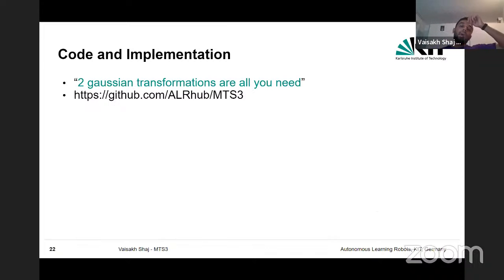Okay, so we have code and implementations, but it's not released yet. It will be released in a week or something like that. But there is something very interesting as far as implementation is concerned. All you need for making an arbitrary number of hierarchies is two Gaussian transformations. As Liam was mentioning, it's basically Kalman filter operations, or variations of Kalman filter operations.